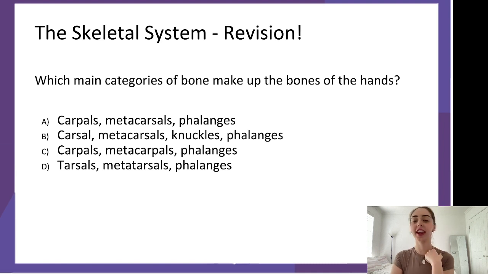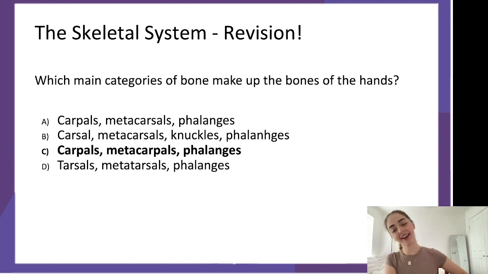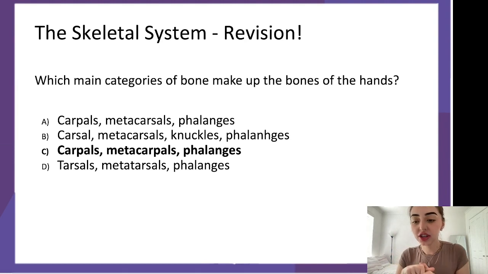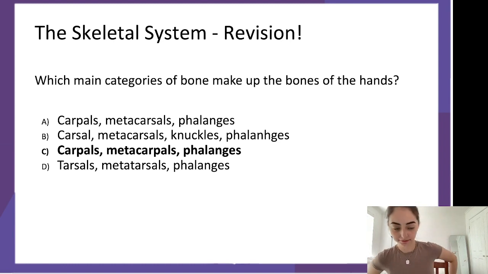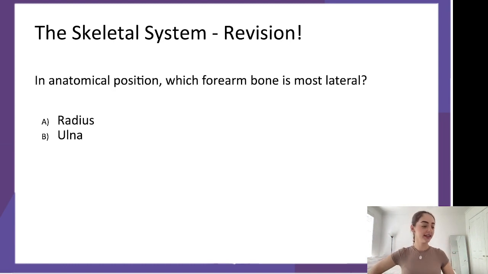All right. The answer is C, carpals, metacarpals, and phalanges. It's not A because it's not carpals, it's carpals. It's not B because knuckles is a colloquial or layman word for metacarpals. We don't call them knuckles, just like we don't say collarbone, we say clavicle. So it is C, carpals, metacarpals, and phalanges. And remember, D would be for your feet, not for your hands.